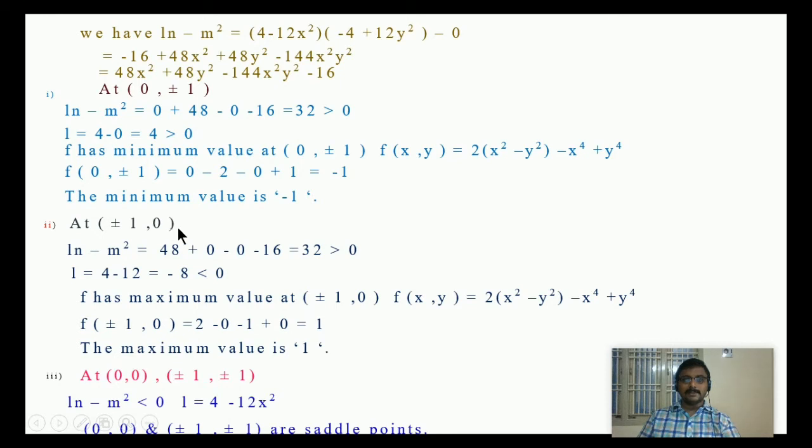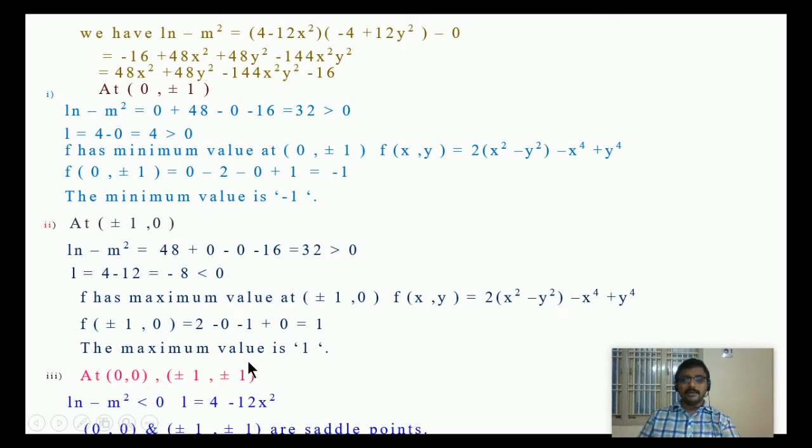Now at the point (plus or minus 1, 0), LN minus M square is positive and L is negative. The function attains its maximum value at the point (plus or minus 1, 0). Just by putting (plus or minus 1, 0) in the given expression, we get the maximum value. The maximum value is 1.